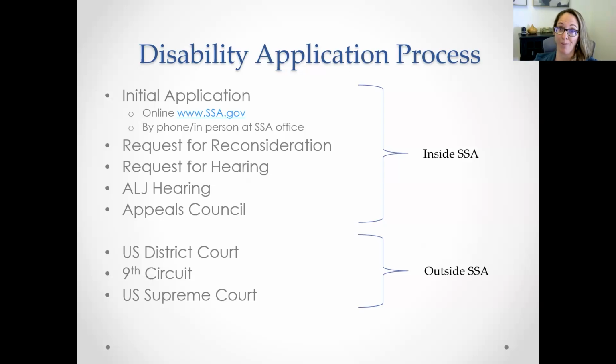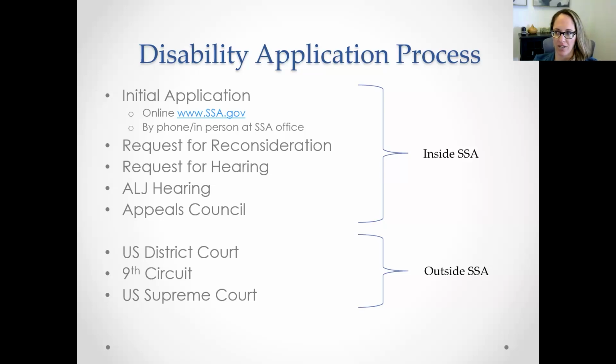The first thing you've got to do is apply. You can either apply online through the Social Security website, ssa.gov, or you can go in person to a Social Security office, although that's kind of in flux right now. They're asking people not to go in person, so I don't recommend that. Very few people can do that, but for the most part, they want people to do it online and also by phone.